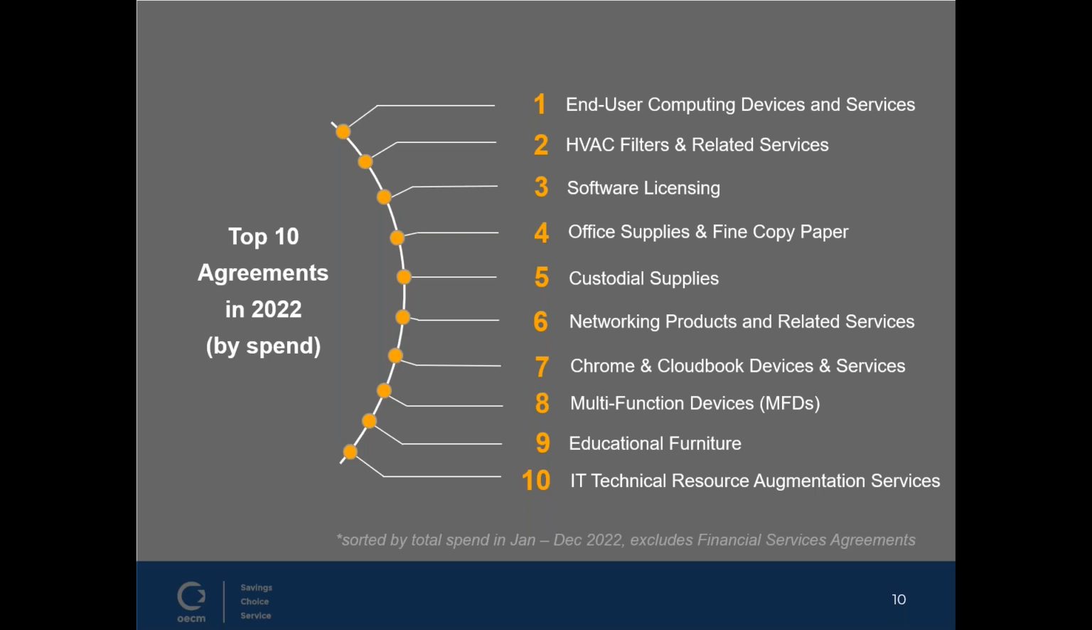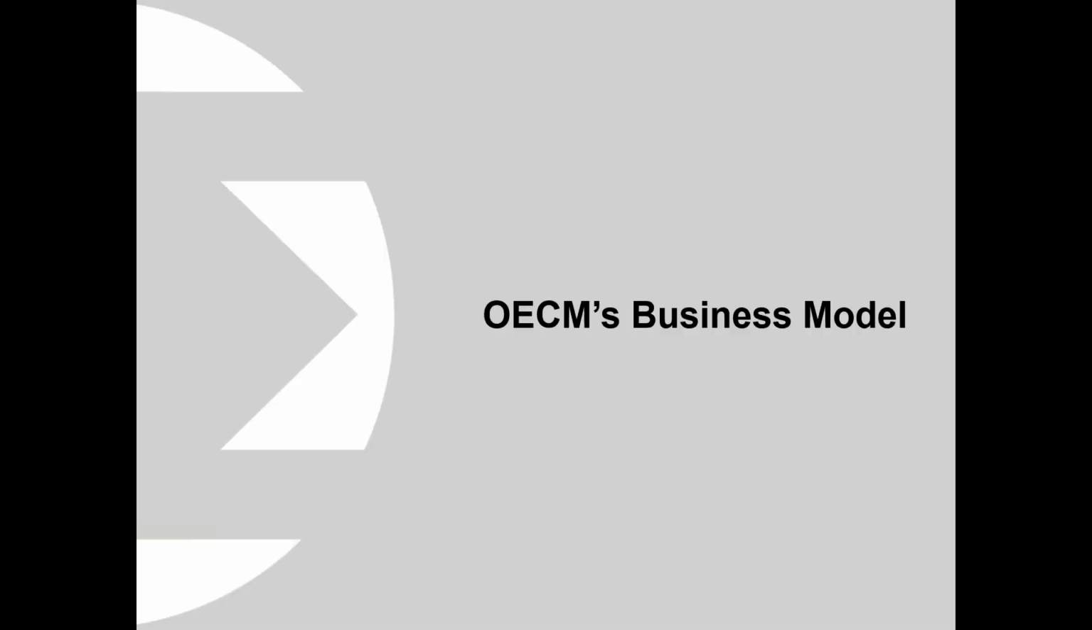During the pandemic, with the importance placed on air quality and the return to the office and return to school, we have seen a significant increase in the utilization of our HVAC filters agreement. Our software licensing, office supplies and fine copy paper, and also our custodial supplies agreement round out the top 5. So we just wanted to give you a sense of what other customers are spending on, and how this is impacting how we see other customers utilizing our agreements. So we just wanted to highlight those top 10 agreements here.